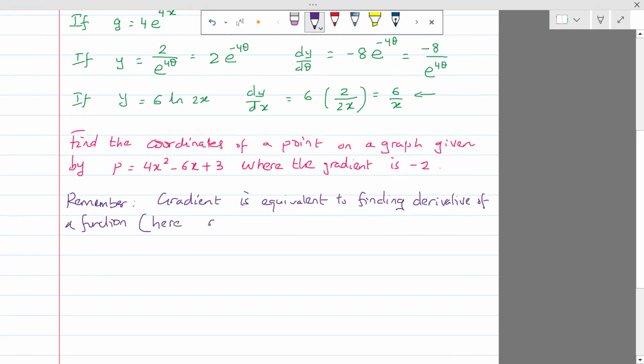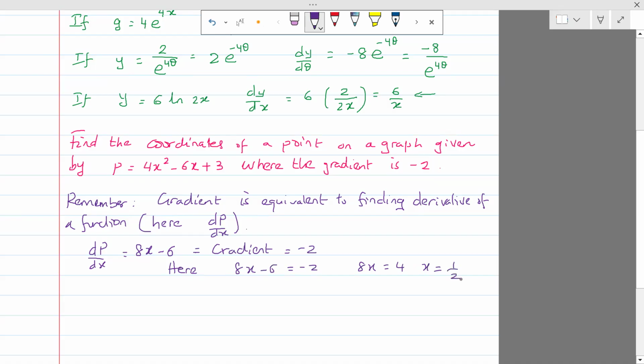Here we are going to find dp by dx. So dp by dx becomes, I bring this here in the front, 8x minus 6 of this one, and this becomes the gradient, which is given as minus 2. So 8x minus 6 equals minus 2. 8x becomes minus 2 plus 6, which is 4. x becomes half.